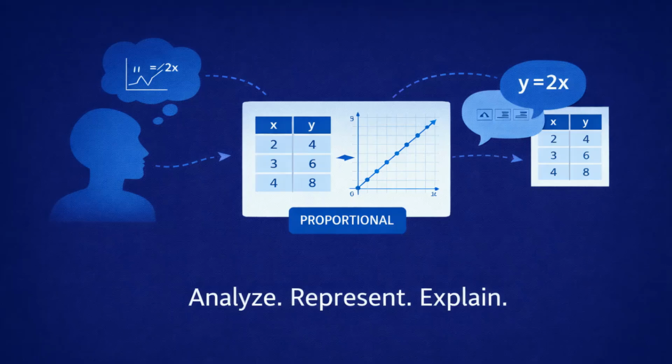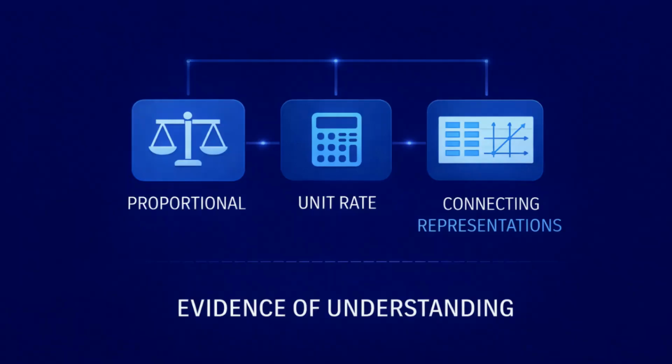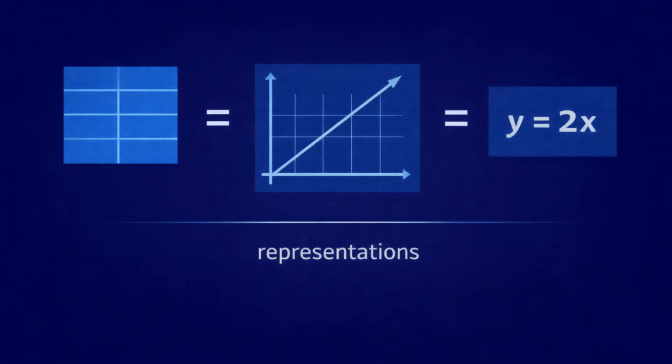What students must do includes analyzing situations, creating or interpreting tables, graphs, and equations, and explaining how those representations relate. What students must decide independently includes whether a relationship is proportional, which quantities are related, which representation to use, and how to justify that choice. Evidence of understanding includes explaining why a situation is proportional, interpreting the unit rate in context, and connecting multiple representations consistently.